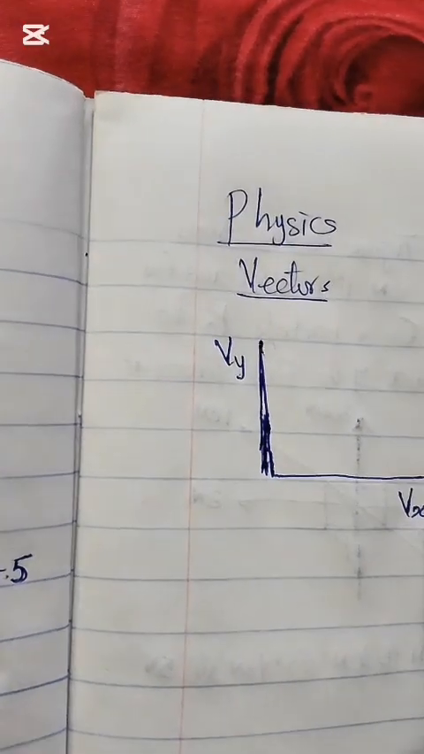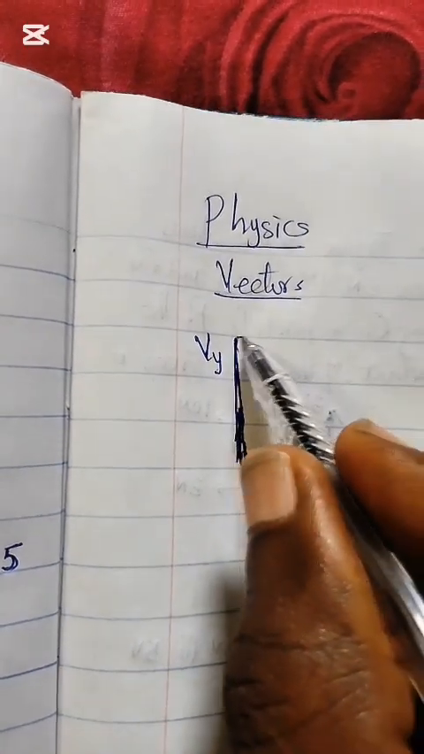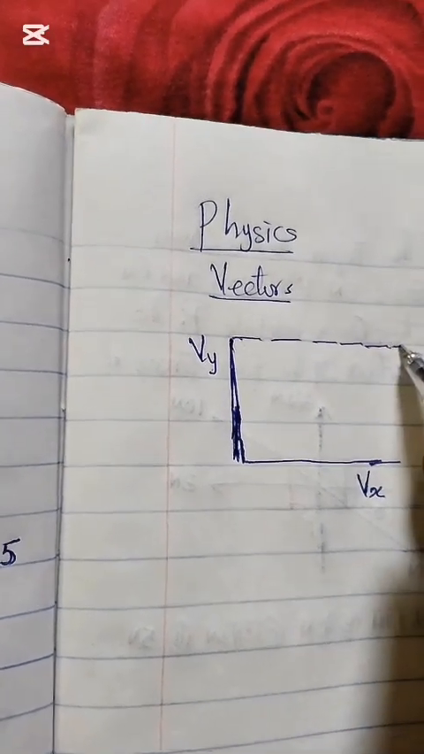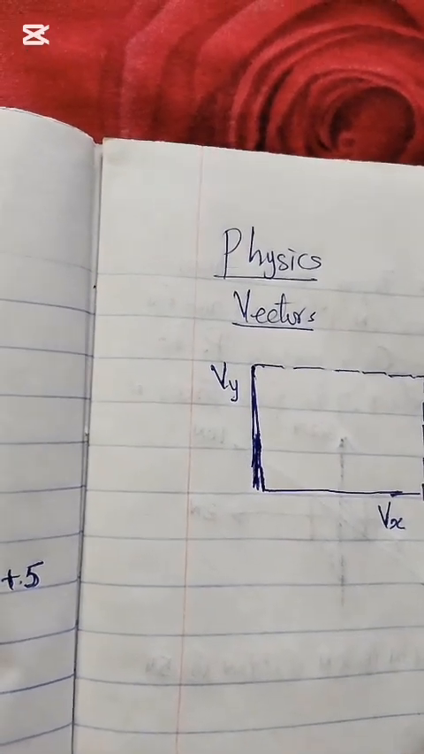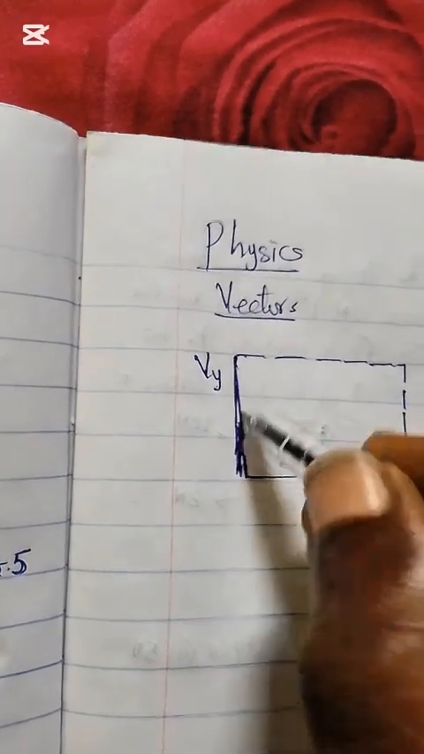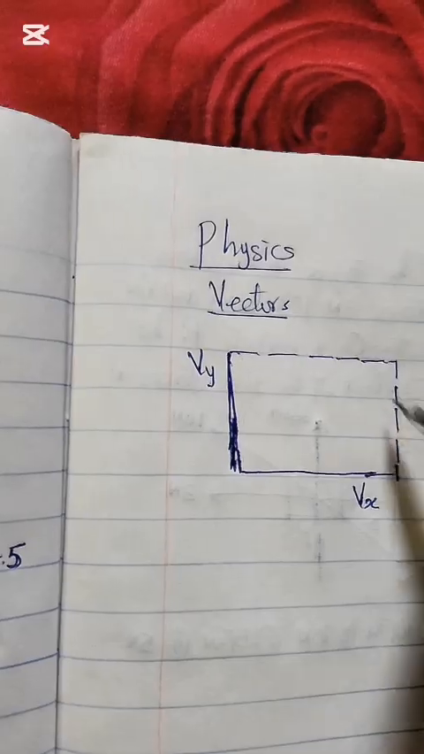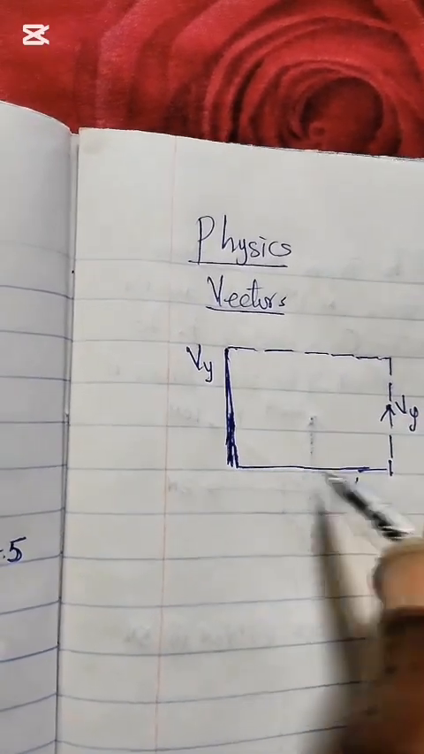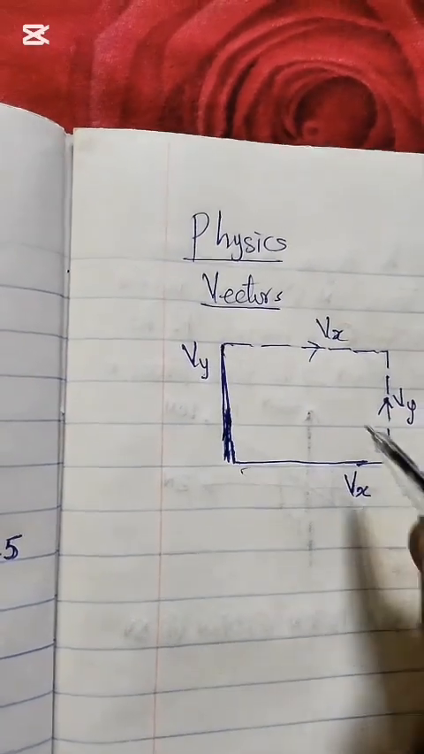From our previous class on parallelogram law, I can complete this to form a rectangle. Remember, a rectangle is also a parallelogram. So from that particular video, I also told you that the opposite sides of a parallelogram are equal. So the opposite sides of this particular shape should be equal because it's a rectangle. So here will be Vy and here will be Vx. So here and here is equal.